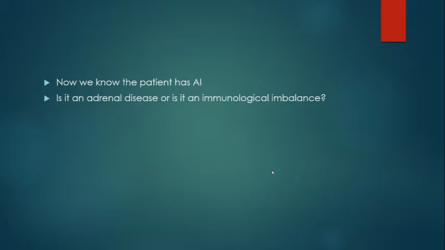Then, okay, now we did the study. Now we measured for the adrenal. We did the CST test. We measured the cortisol, the delta. The patient now has a form of adrenal insufficiency. Now we know that. But the question is, is it adrenal disease, or is it immunological imbalance? Is it a problem with the system itself? And of course, what if you find it? Do you treat or do you not treat?